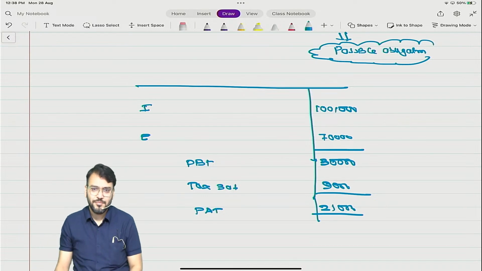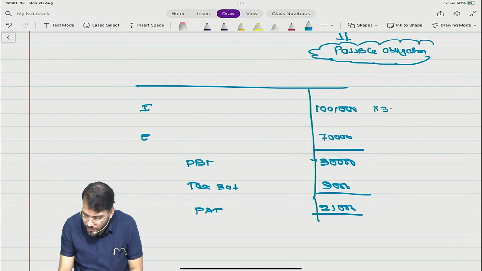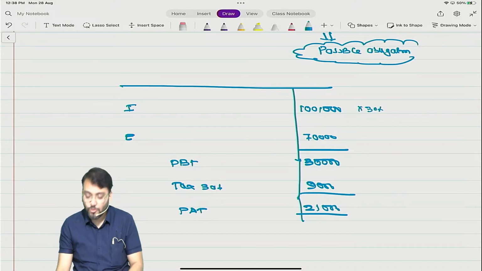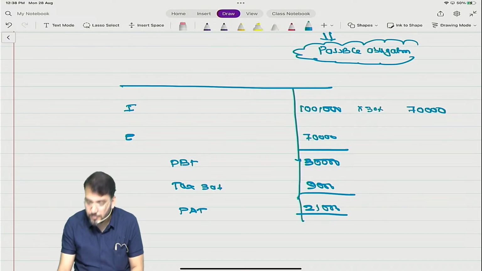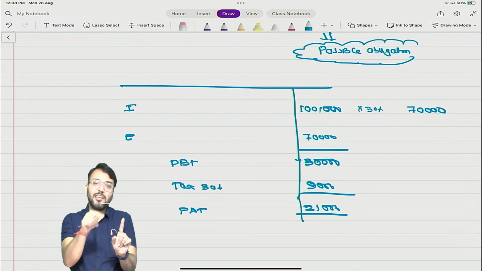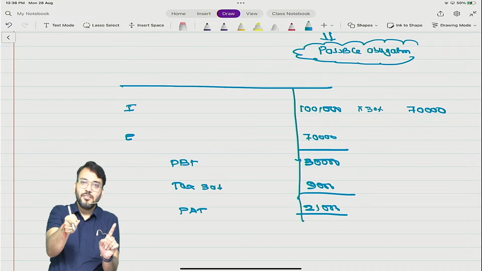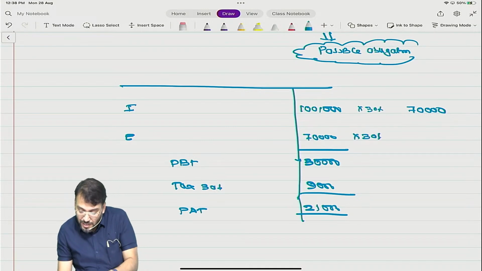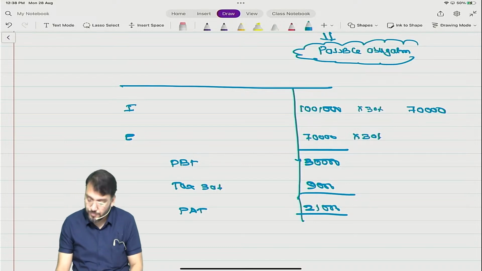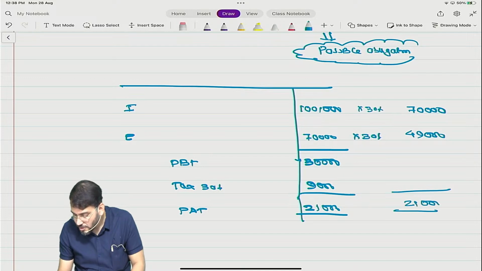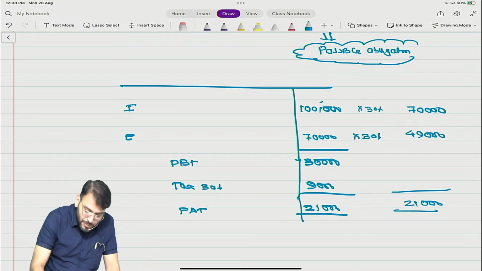Now can I write it in this way? 1 lakh, 30% of it, how much? 30,000. So we recognize only 70,000 income, means net of tax. Now we are recognizing income minus tax. Let's see whether the same answer is coming or not. Now take 30% of 70 and deduct it. After deducting 21,000 you are getting what? 49,000. Now see your answer. Is the same answer coming? Same answer is coming.